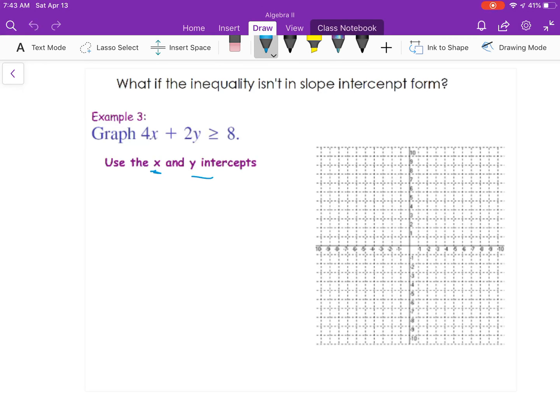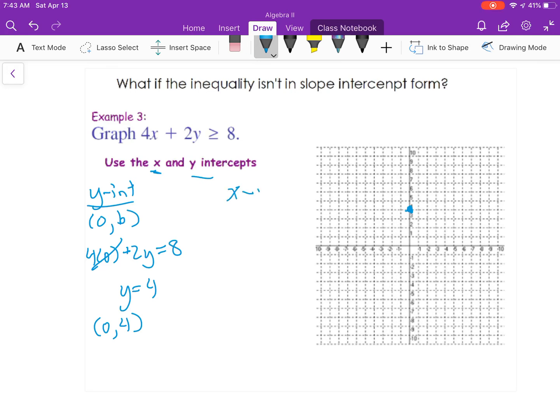Now the y-intercept we've done, so I'm going to start with that one first. The y-intercept is basically any point that's 0, comma, your b value. So if I put in 0 for x, that goes away, divide by 2, y is equal to 4. So my y-intercept is (0, 4). So there's one point, there's my y-intercept.